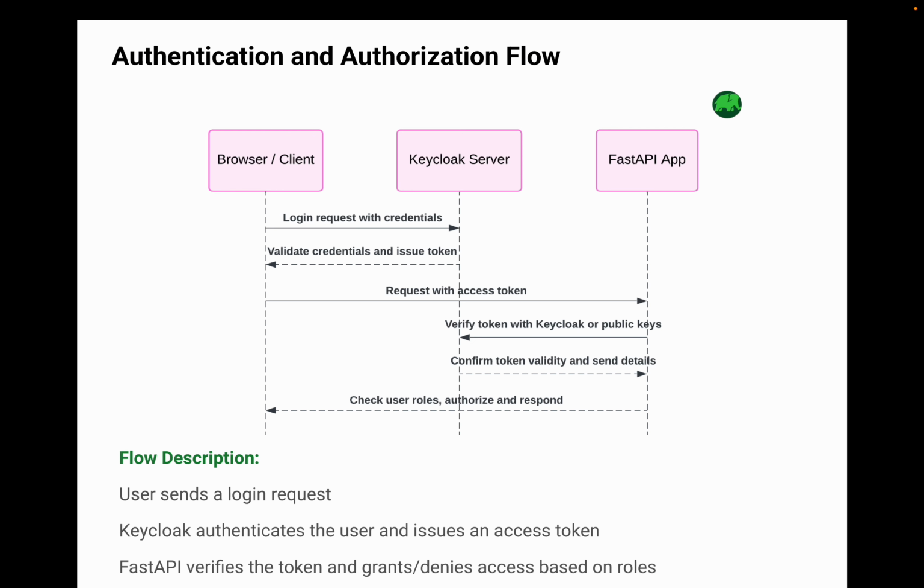The flow begins with the user sending a login request from the browser or client application to the KeyCloak server. The request typically includes credentials, for example, username and password. Then the KeyCloak server validates the user's credentials against its internal user database or a federated identity provider. Once validated, the server generates an access token and sends it back to the client. This access token is a JSON Web Token (JWT), which includes user details, roles, and expiration time.